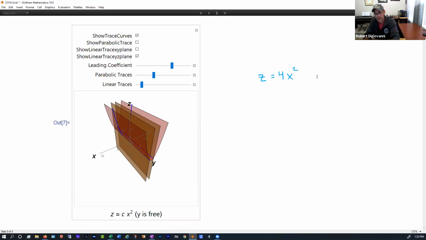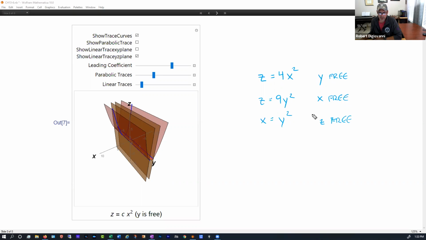Now here, Y is free. So we could have two other variations of this, couldn't we? We could have Z equals, I'll do a different example, 9Y squared, where X is free. So that would look like a parabola, but it would be going back and forth along the X axis instead. I could also have X equals, let's just say Y squared, Z is free.